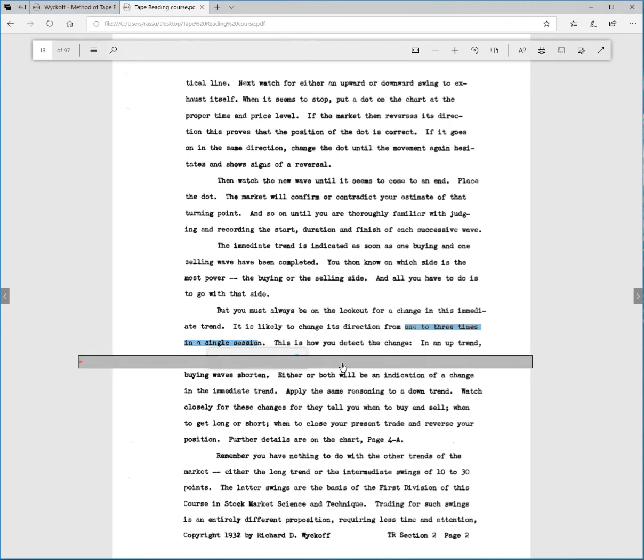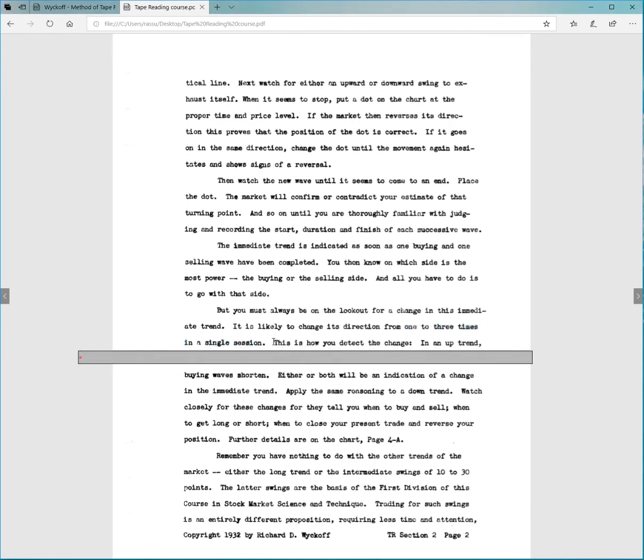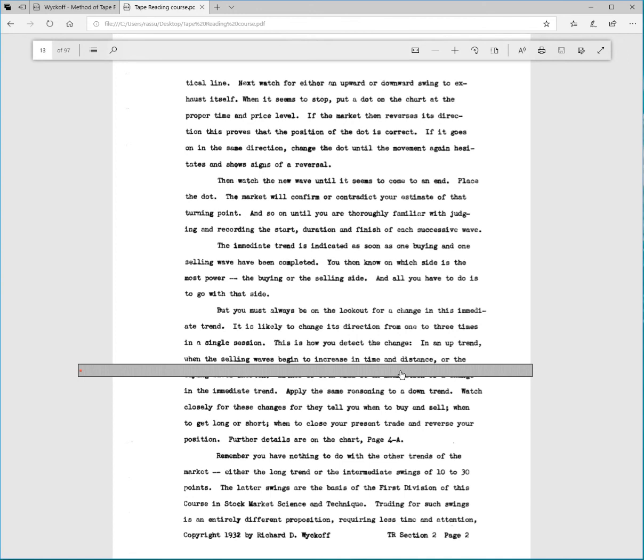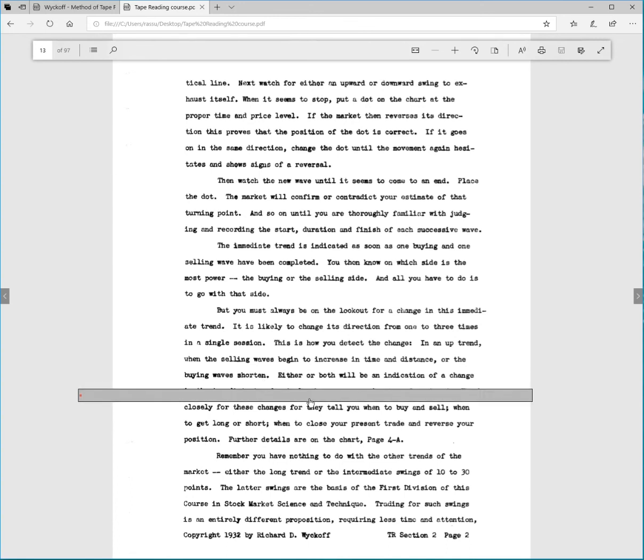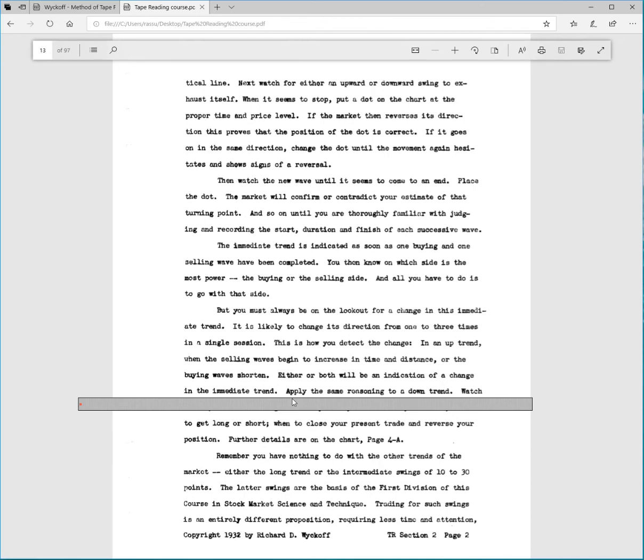Alright, this is how you detect the change. This is a very important line here where we look for a change in trend. In an uptrend, when the selling waves begin to increase in time and distance, or the buying waves shorten, either or both will be an indication of a change in the immediate trend.